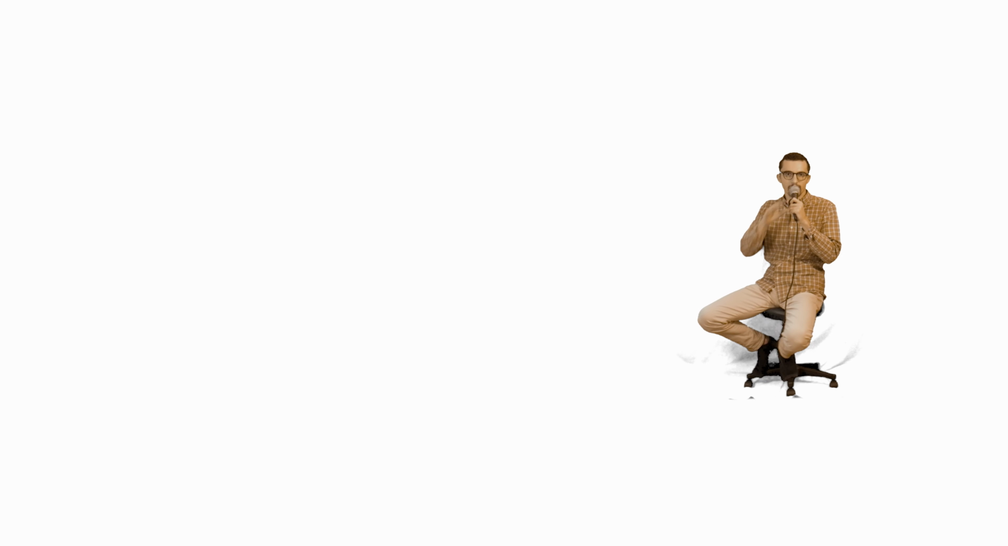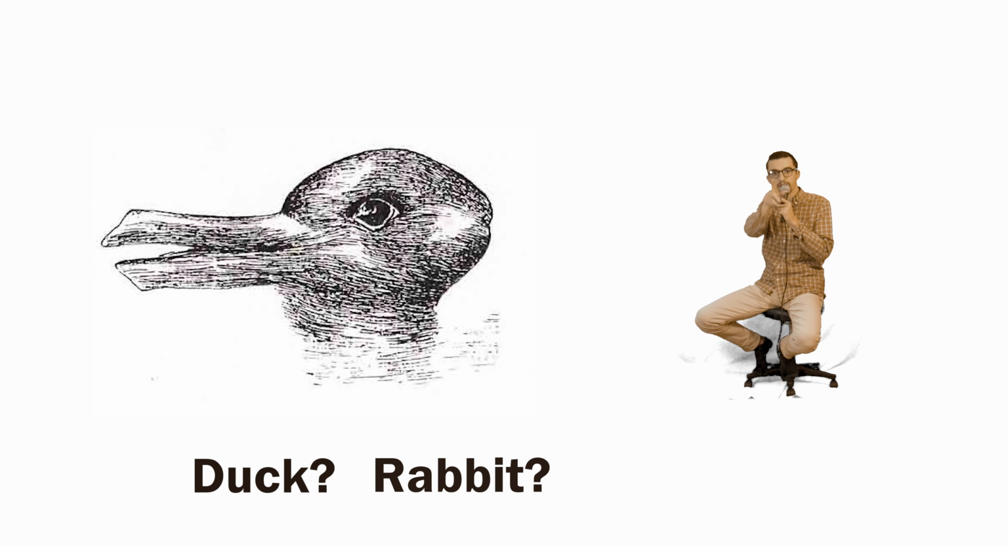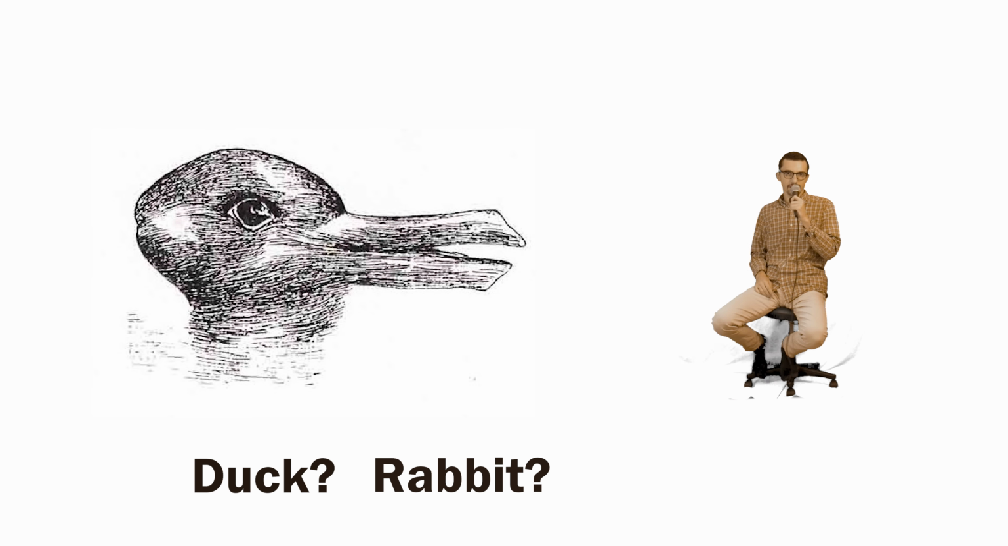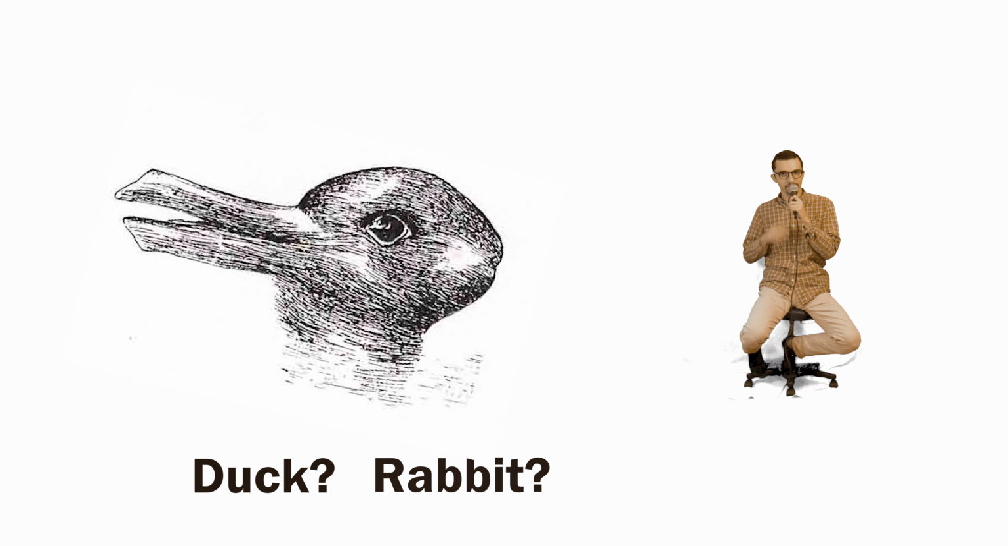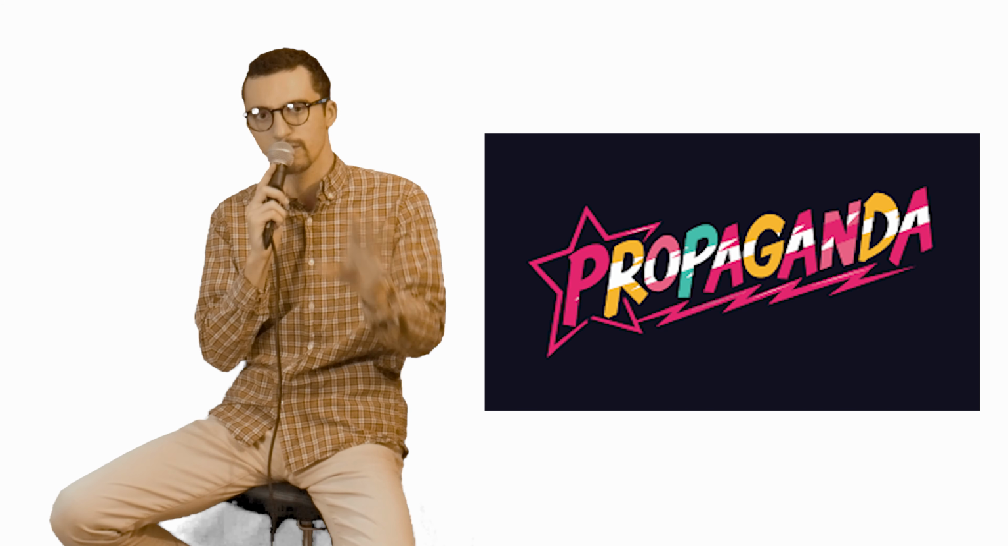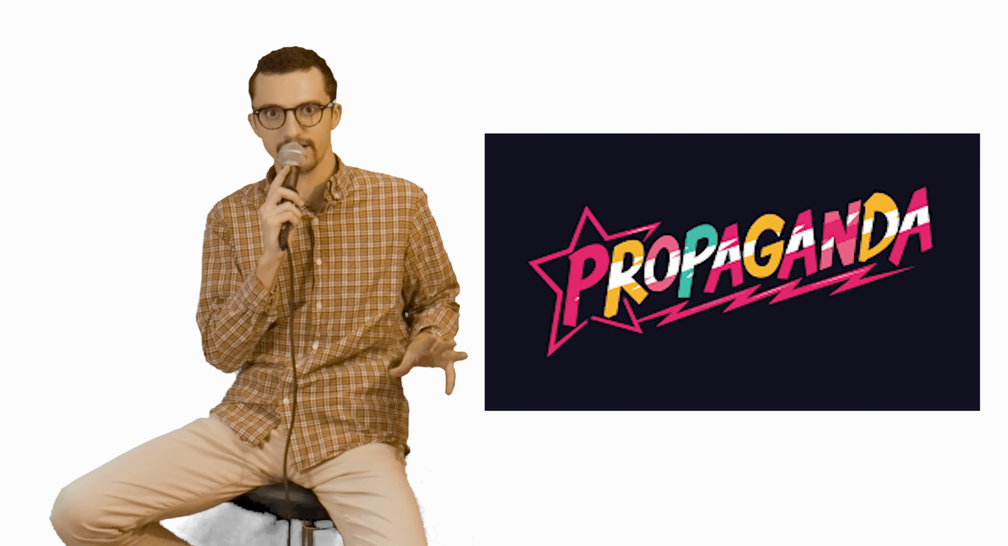So let's go back to our original example at the start of this video. Duck or rabbit? Well, it depends on how I'm arranging it, right? If I arrange it this way, it's definitely a duck. But if I arrange it this way, it's definitely a rabbit. And I want you to think about this, because even outside of multi-stable perceptual images, you encounter propaganda and rhetorical acts of persuasion in your daily life.